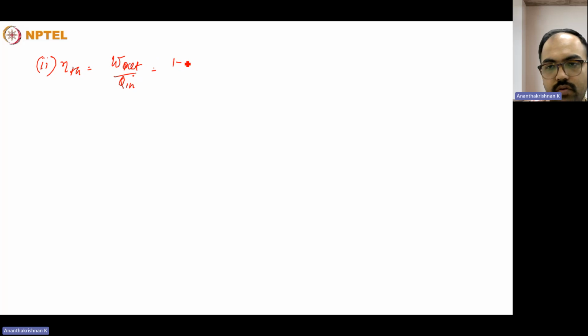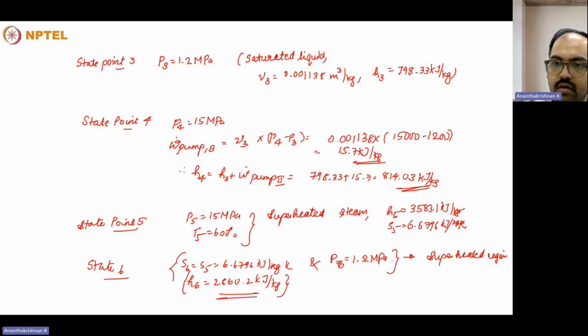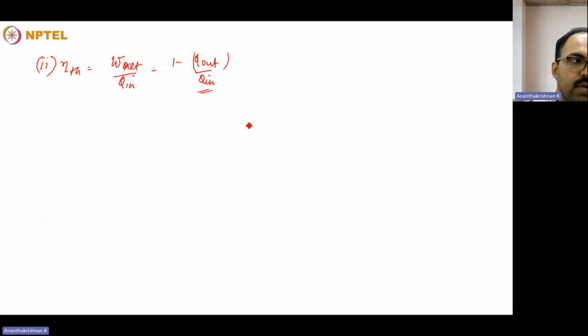So it will be equal to 1 minus of Q out by Q in. So these two are the same. So Q out will be a fraction of the steam that will be going into the condenser, that will be 1 minus y. And the heat input will be from 4 to 5 in the boiler. That will be the total mass of the steam.